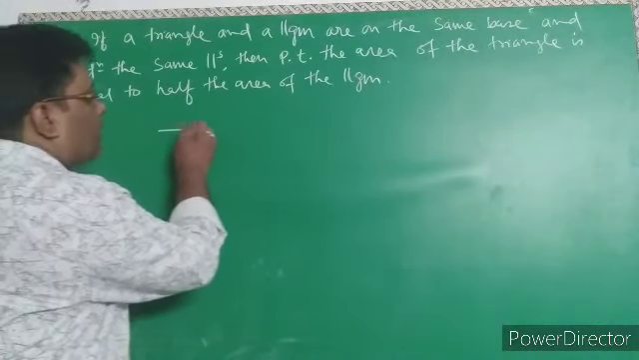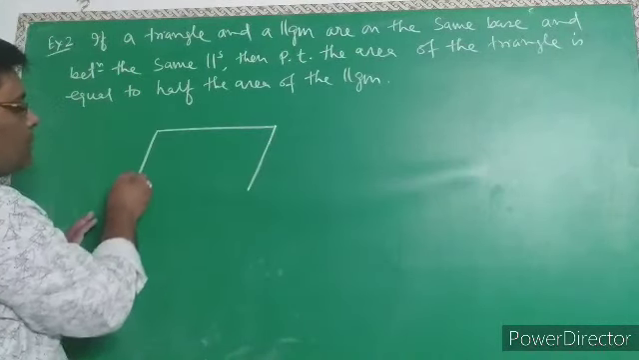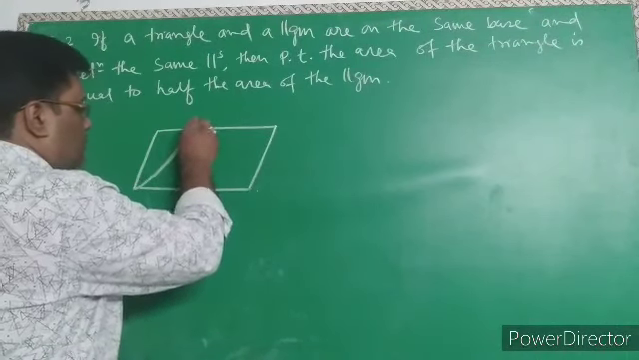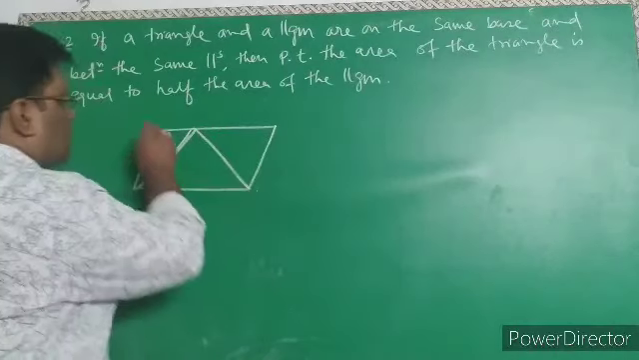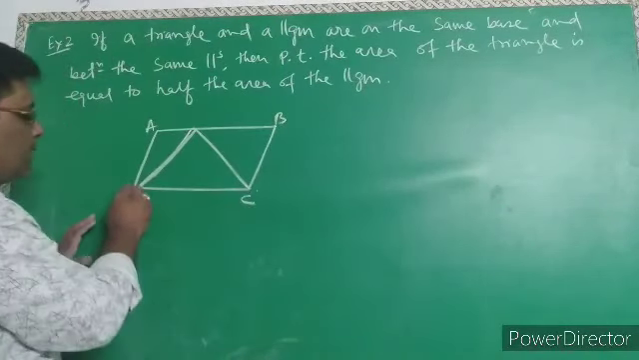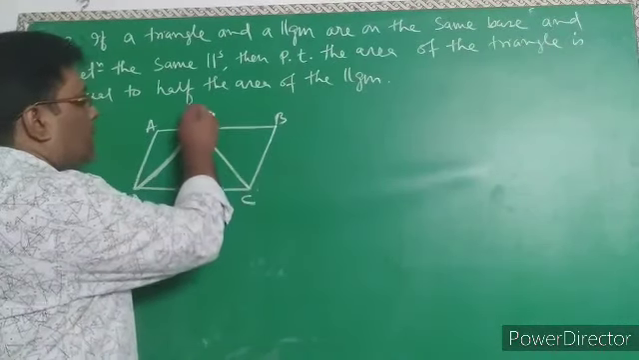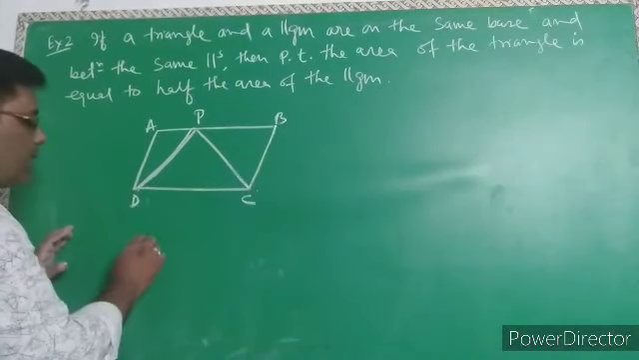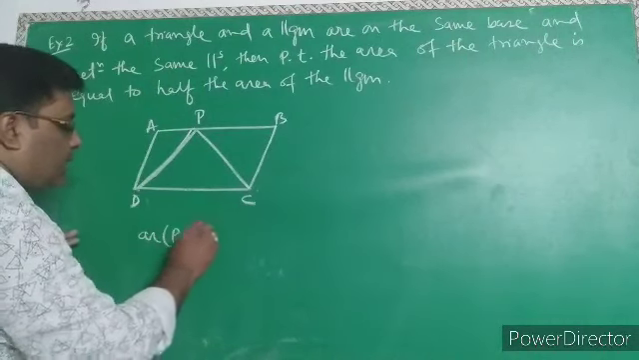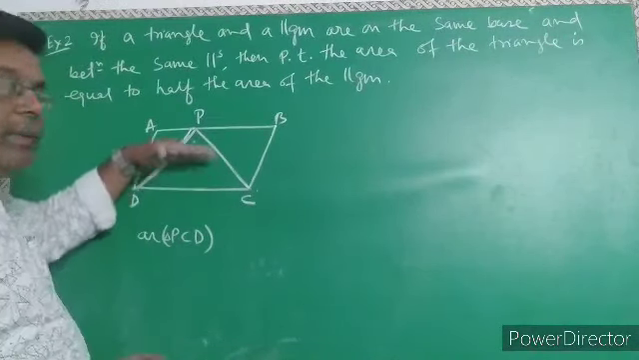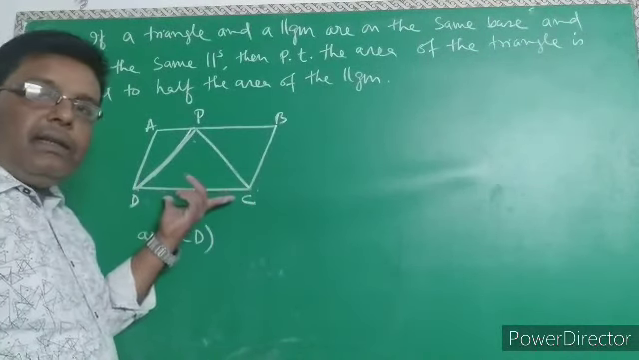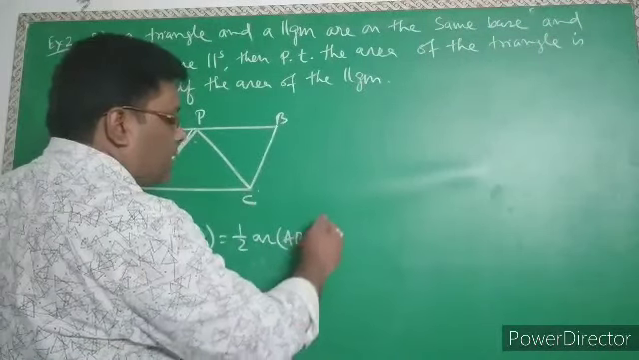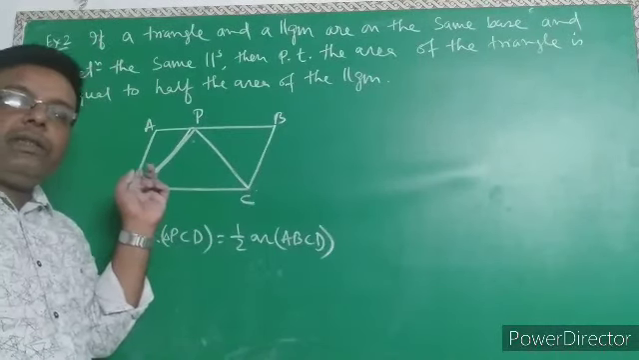That means, if we have a parallelogram here, and we have a triangle, suppose ABCD is a parallelogram and PCD is a triangle. Now we have to show that the area of this triangle PCD, as both the figures lie between the same parallels and their base is the same, is equal to half of area of this ABCD. That is half the area of this parallelogram.